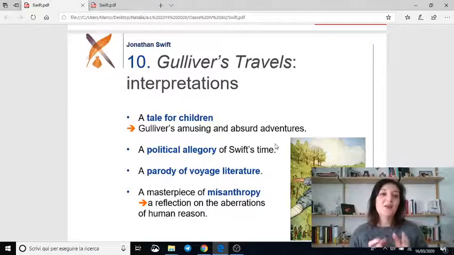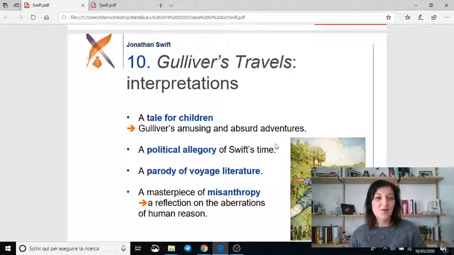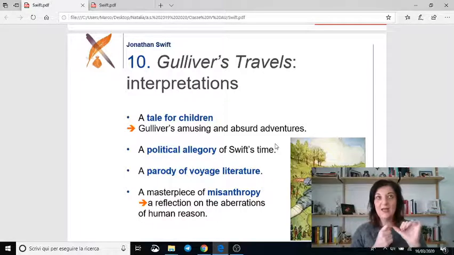But it has not only been considered a tale for children, but also a political allegory of Swift's time. Un'allegoria di tipo politico. Why? Because mostly in the first book, in the second, and in the last, in the fourth book, he makes some very clear references to the political, social, economical situation of Europe at this time.